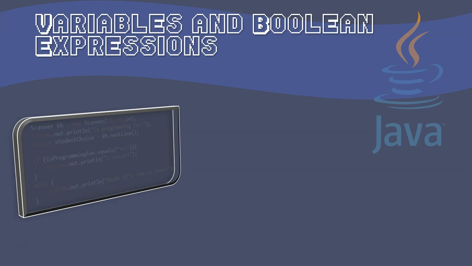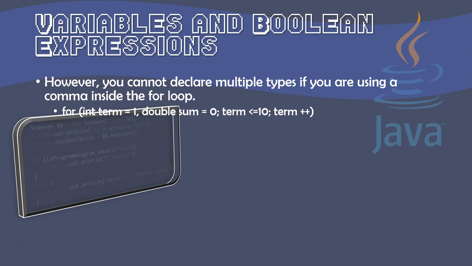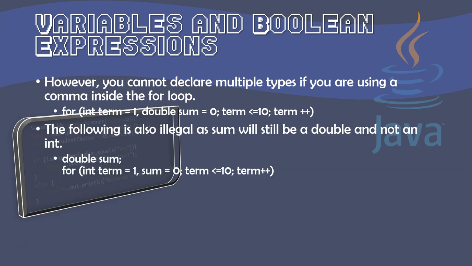Now, there is a downside when we start looking at variables and Boolean expressions to having multiple conditions passed to a for loop. First of all, we can't declare multiple types if we're using a comma inside of the for loop. So if I say for int term equals 1, double sum equals 0, term is less than or equal to 10, term plus plus, we're going to get an error because sum is a double type and not an int type. Because you look here, it says int term equals 1. Well, that's declaring term to be an integer, and sum should then be an integer, but it's not. It's a double type, and because you have two different types, you technically would need a semicolon here, and that wouldn't work because then the for loop is going to, after it sees that first semicolon, go and look for our Boolean expression. It's not going to see it.